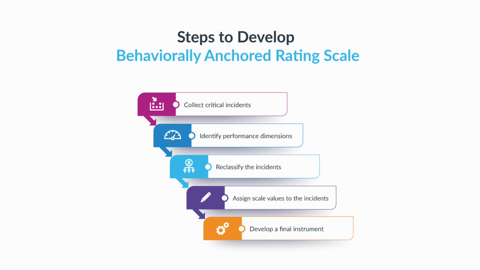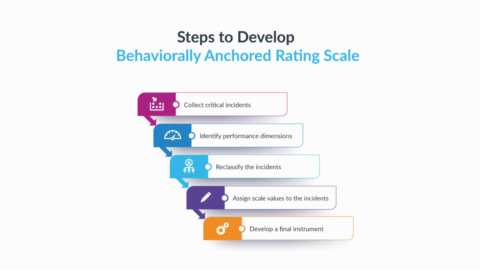After that, you need to reclassify the incidents. Now see, you won't be able to make use of all the incidents. That's why reconsider all the incidents once again and reclassify them into different categories. Some can be severe, some can be mild, some can be average. And then, since you've already identified the performance dimensions, meaning the qualities on which you're going to judge that person, for example, how that person handled the situation, like his behavior.